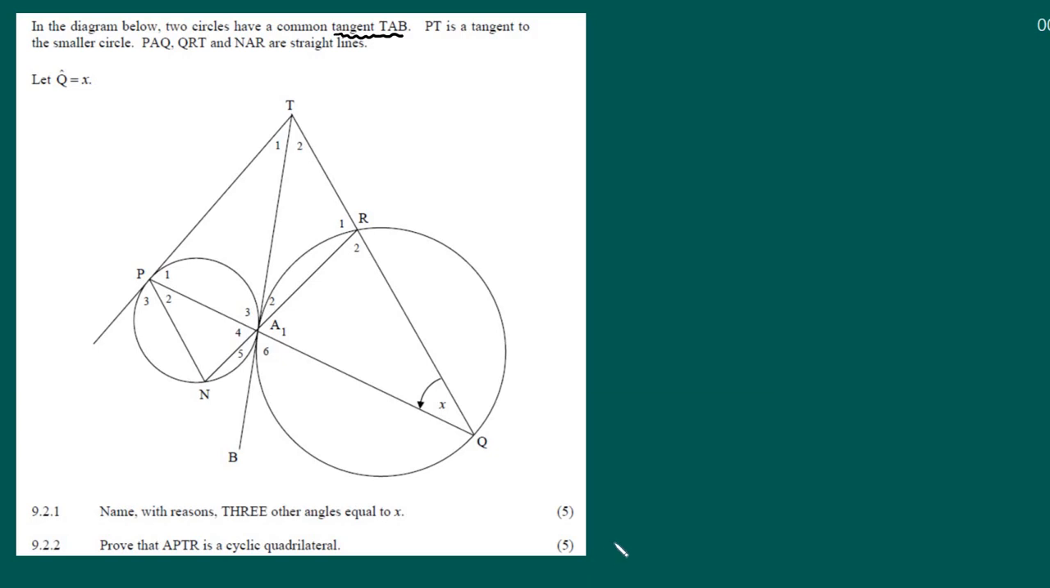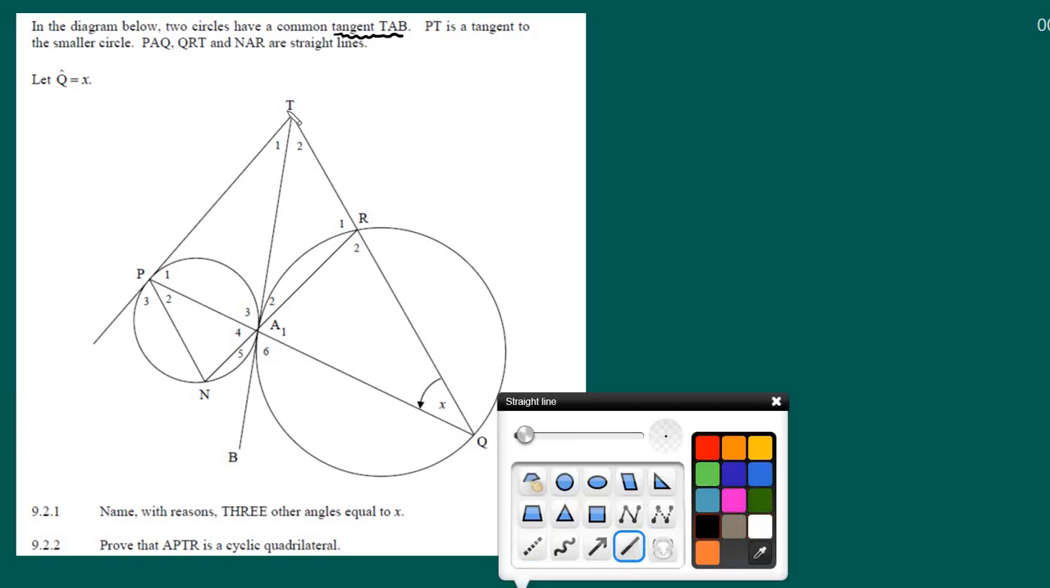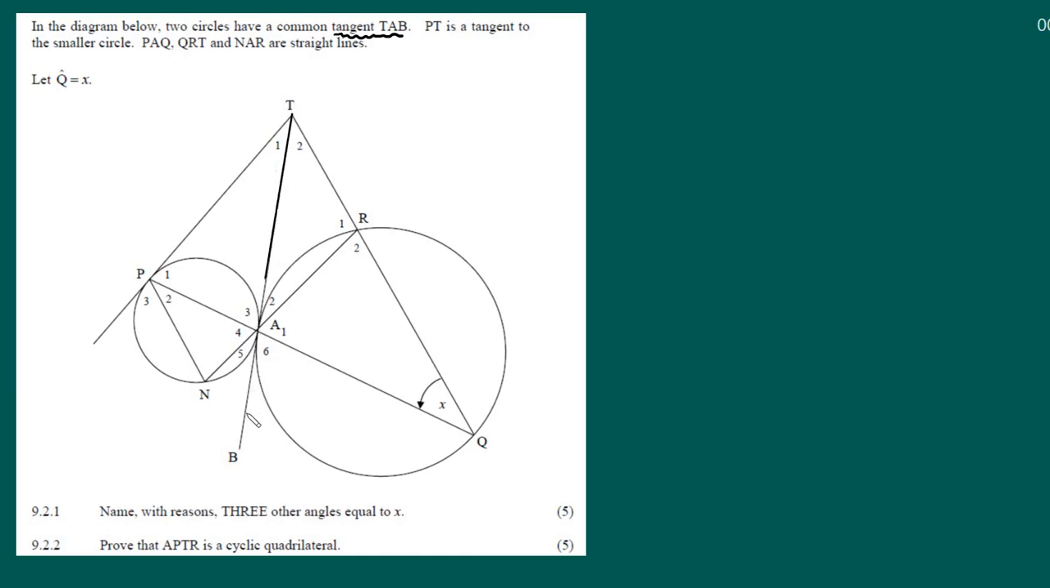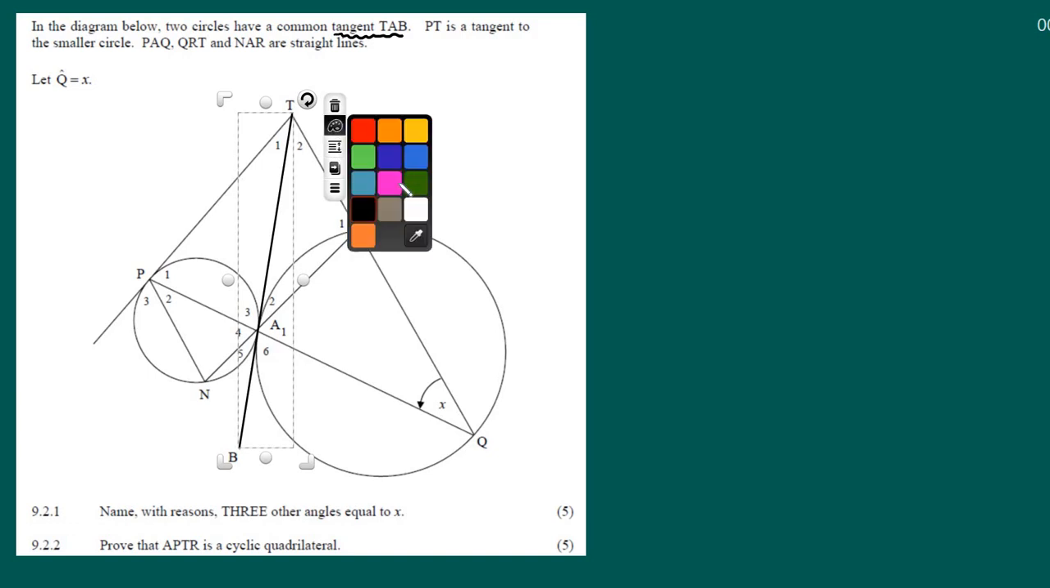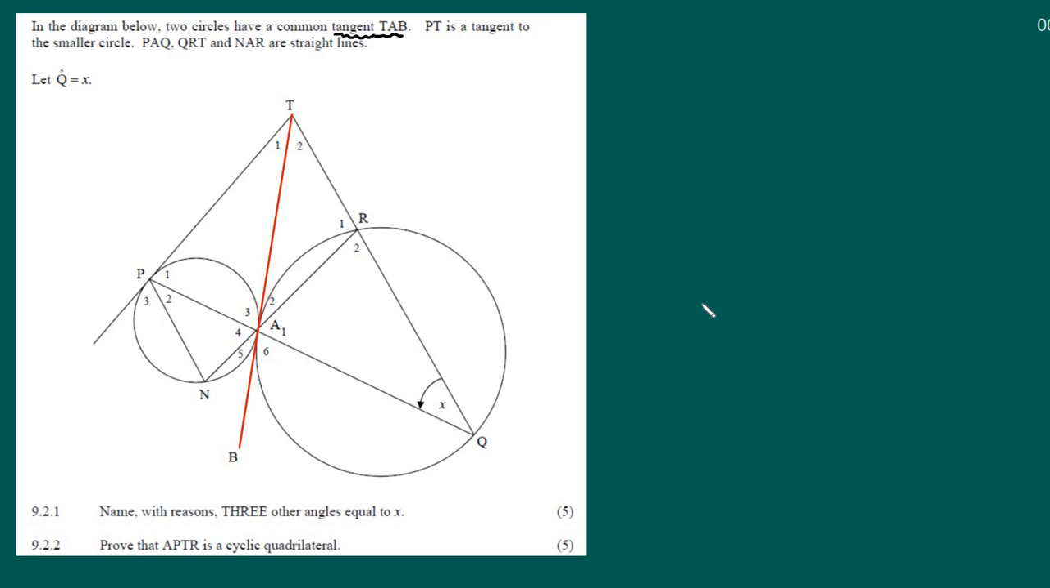I'm going to try and make it a bit more visible. TAB is our tangent there. Great. Or should we change color? Let's make it maybe pink, red, orange, red. Red is nice. Right. TAB is our tangent. And then let angle Q be x. So this one is x there. As you can see, this is x.